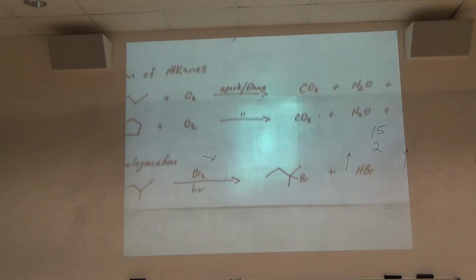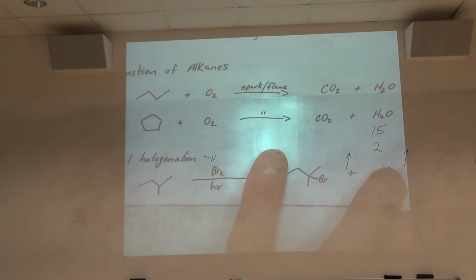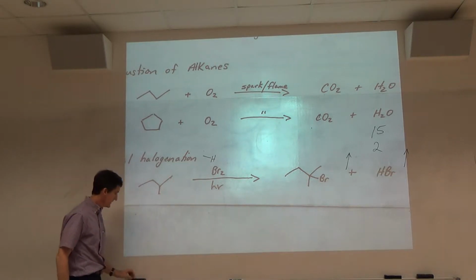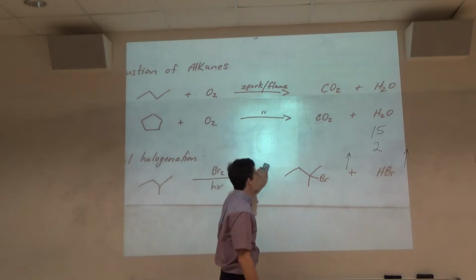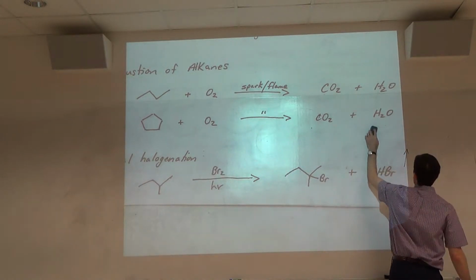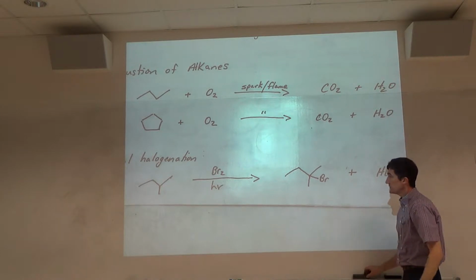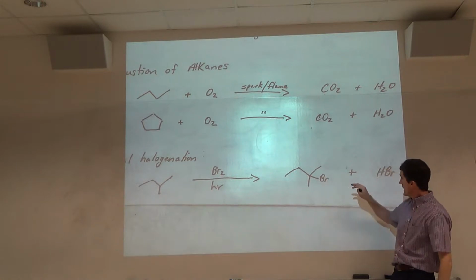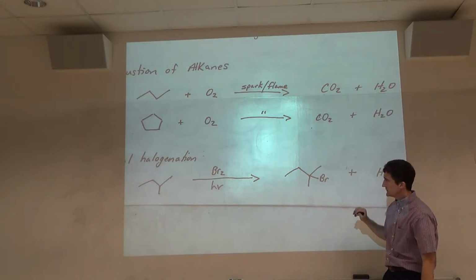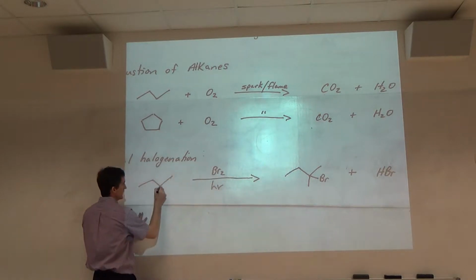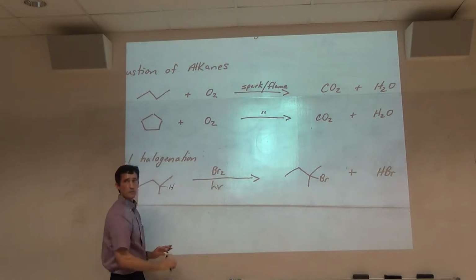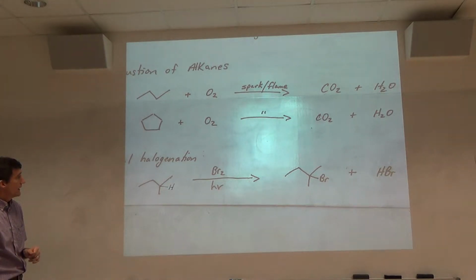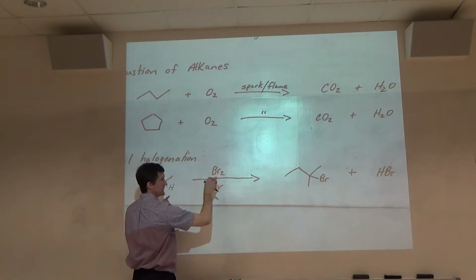you can also do radical halogenation. For example, you can react an alkane with bromine. Typically, you need a little light energy. And you can brominate this and produce HBr in a balanced reaction. Basically, it looks like this H is being replaced with Br. It's a substitution reaction. Okay? And the other Br apparently teams up with the H to make HBr.